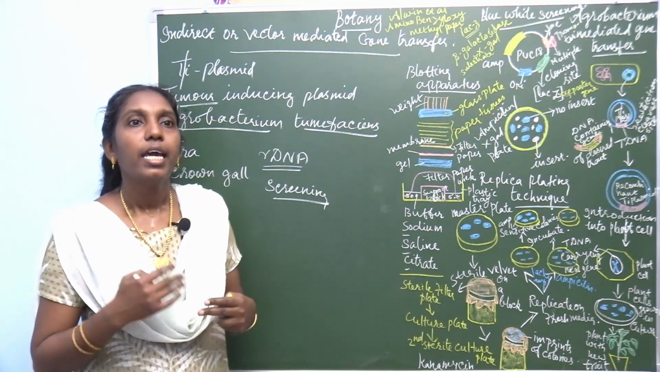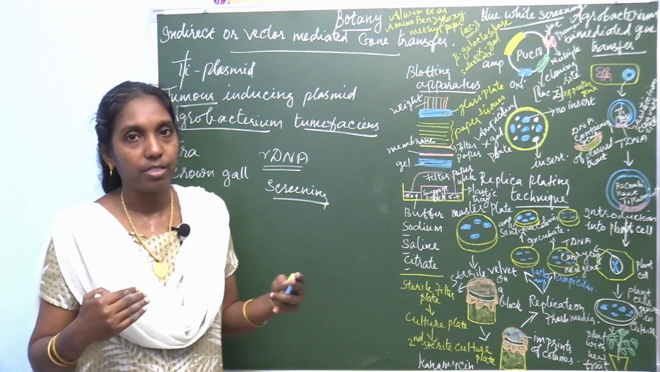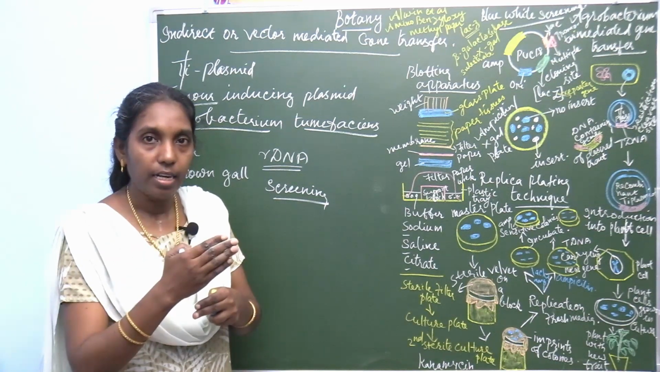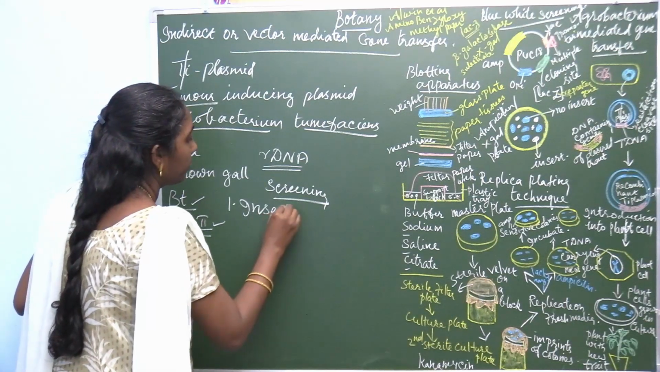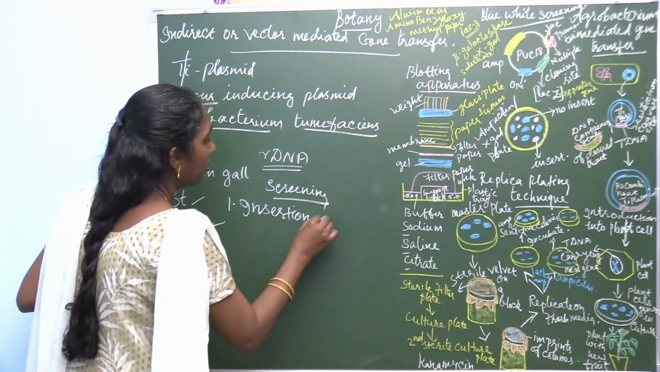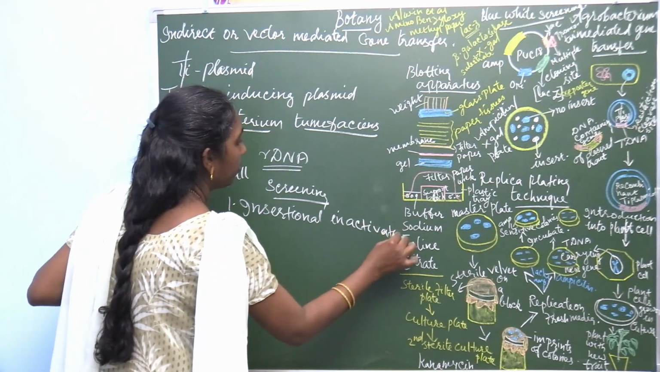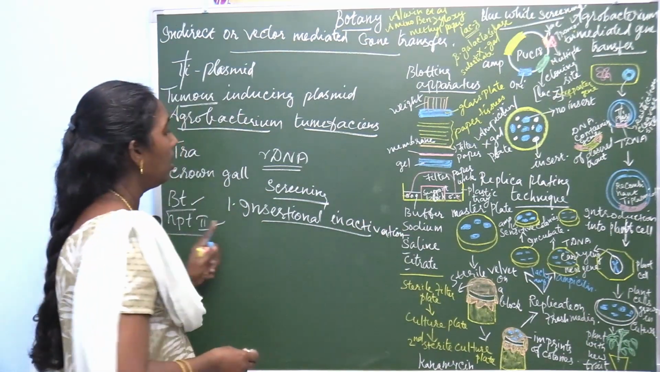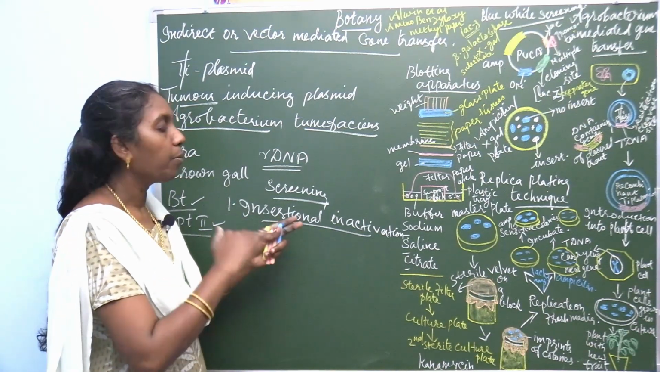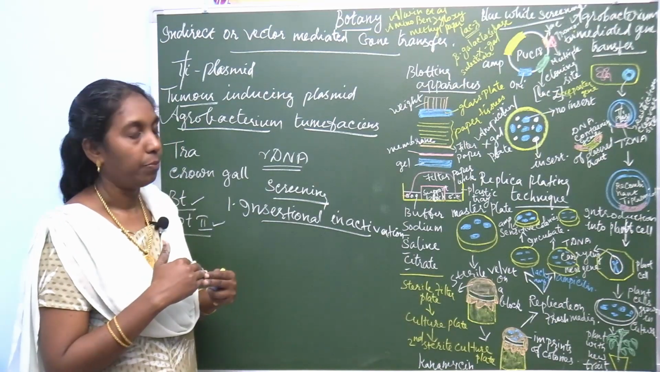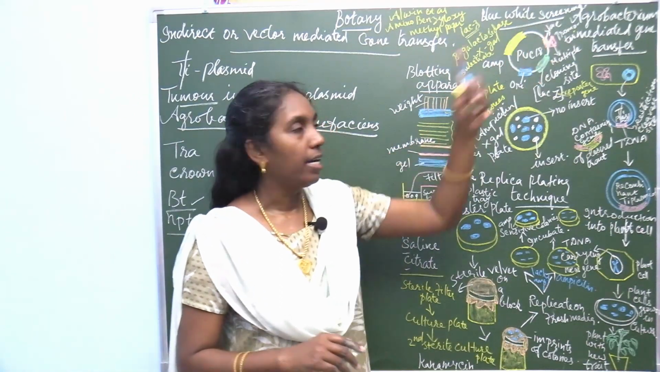The first method is insertional inactivation, in which insertion of a gene inactivates an enzyme. One of these methods is called the blue-white screening method.